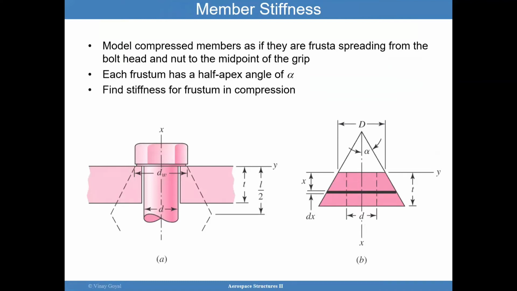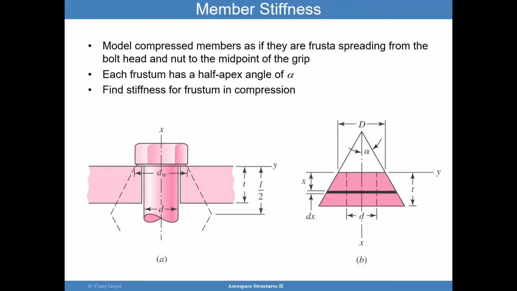So, models to calculate the member stiffness. We covered how the bolt stiffness is determined, but now we want to cover how the member stiffness is determined, which plays a role in bolted joint design. We want to model the compressed members as if they're frustra, spreading from the bolt head and nut to the midpoint of the grip. We use a frustrum with a half apex angle alpha, and then find the stiffness for the frustrum in compression.